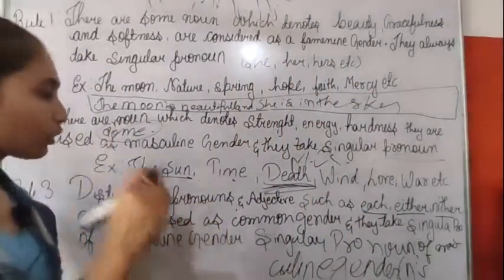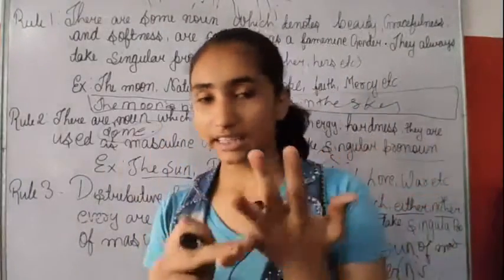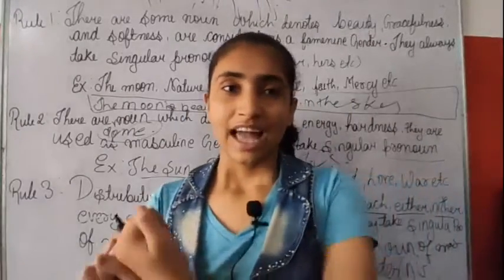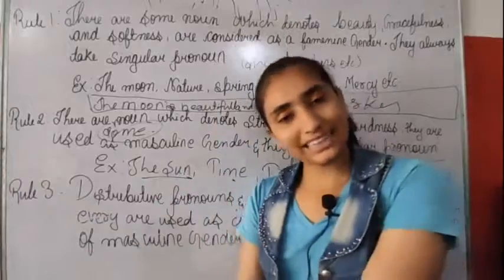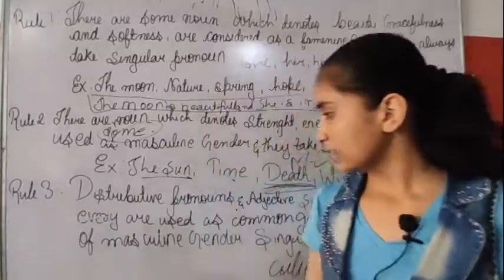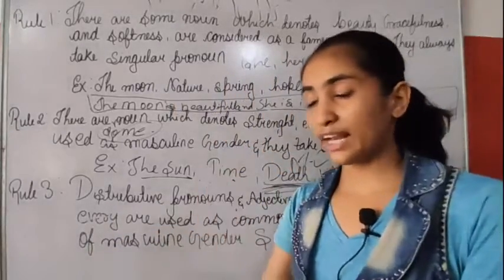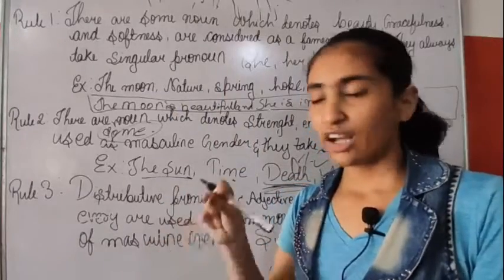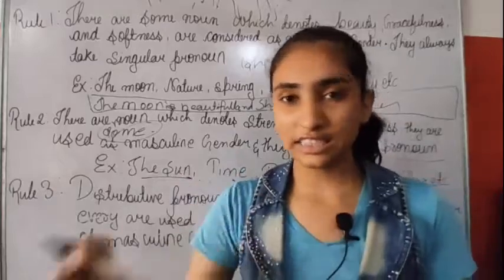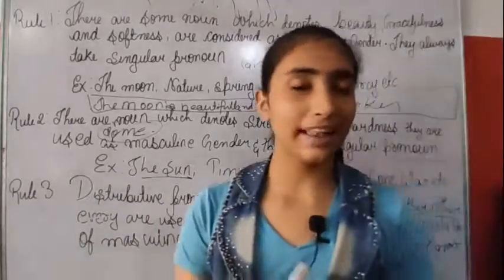So here you can change it into a sentence just like that. Each student of this class has completed his homework. Every student of this class has not done his duty. That's all about what the third rule says. Now let's move to our fourth.